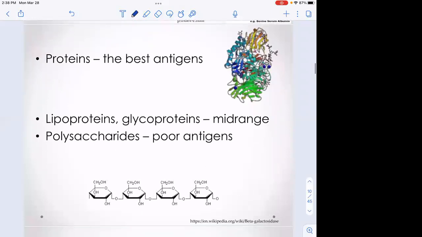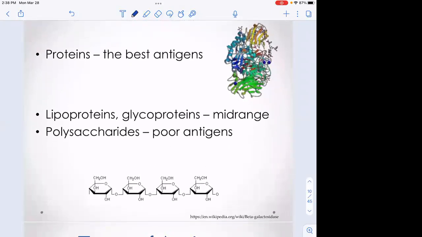So what kind of molecules are good antigens? Proteins are usually the best antigens. Here's an example. I just pulled out a picture of beta galactosidase. That's the enzyme that splits lactose. You just look at that protein. It's a complicated shape, very complex. So our immune system tends to recognize proteins the best, like the spike protein for coronavirus.